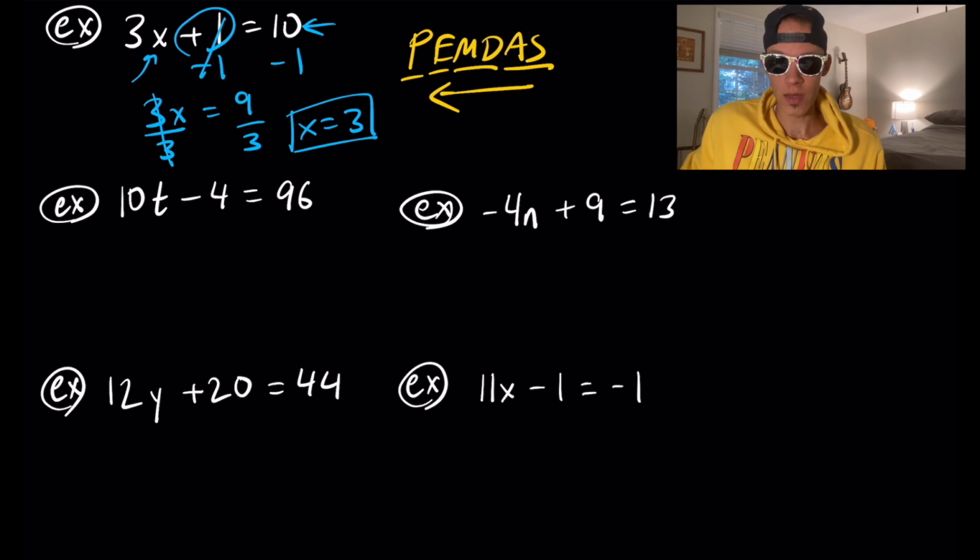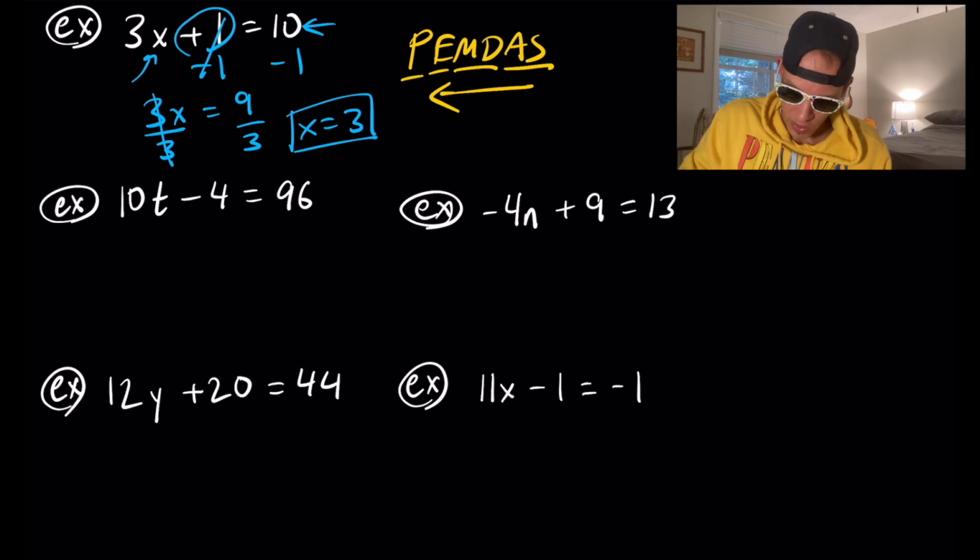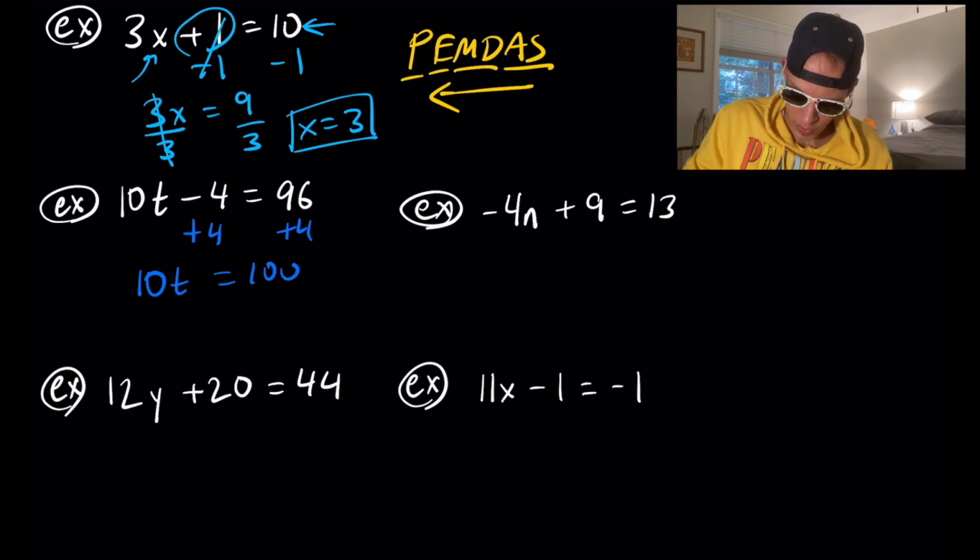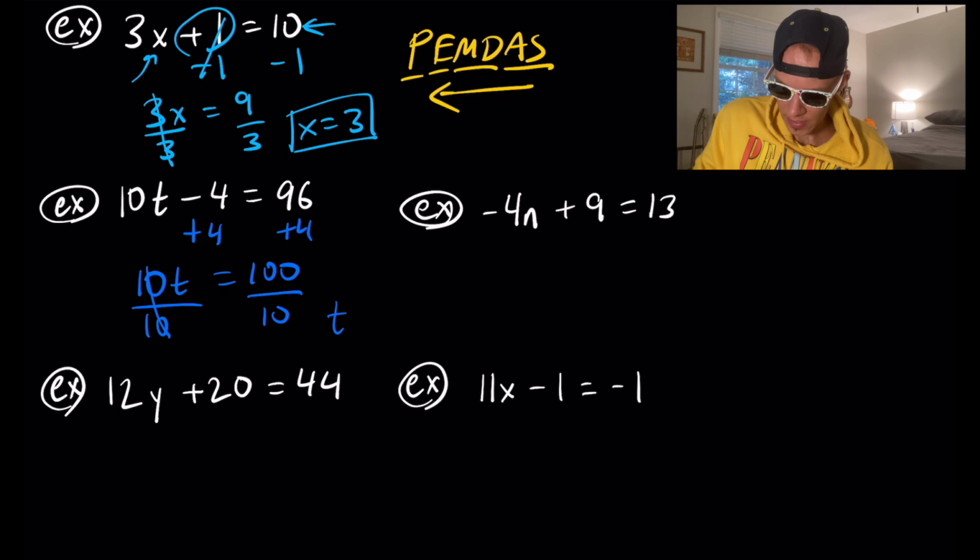All right, 10t minus 4 equals 96. So again, go right to left using PEMDAS in reverse to figure out what to undo first. So I see a subtraction, so minus 4. So I'm going to undo that first. So I will add 4 to both sides. I'll get 10t is equal to 100. And then I can divide both sides by 10. 100 divided by 10 is 10. So I'll get t is equal to 10.